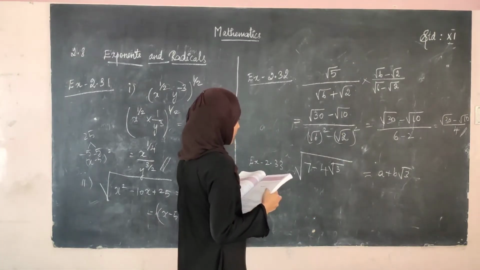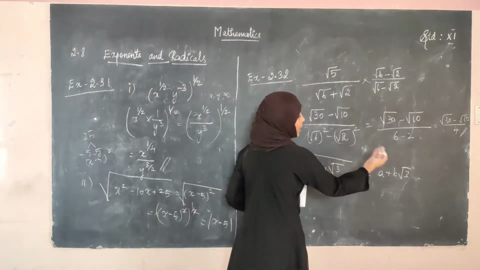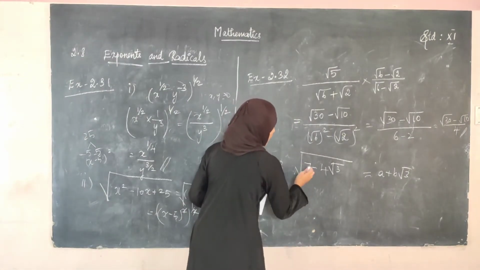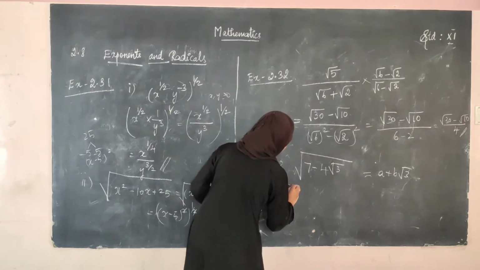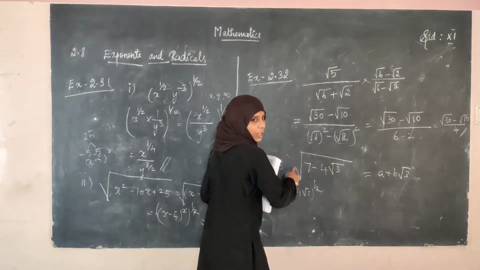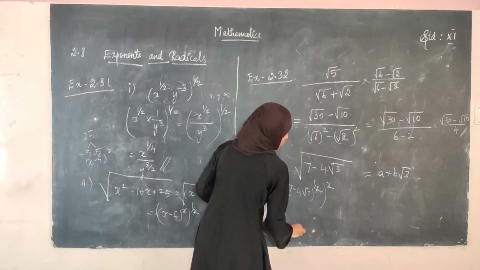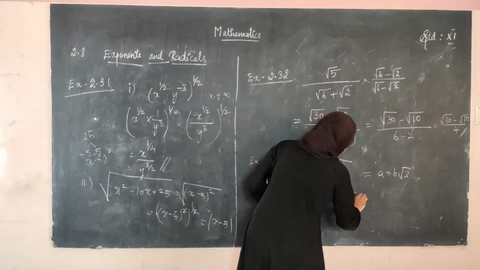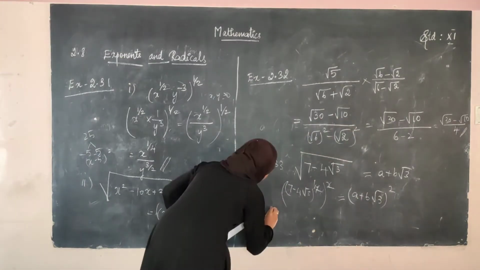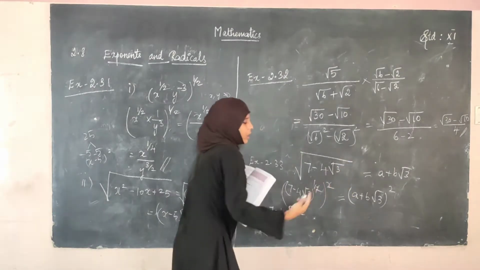Okay, now see here, on the left hand side we are having a square root and on the right hand side we don't have. Therefore we are going to square on both sides. After squaring, the square root can be written as 7 minus 4 root 3 the whole power 1 by 2. Squaring again, 1 by 2 into 2 becomes 1, which is equal to a plus b root 3 the whole square. So on the left hand side we will be having 7 minus 4 root 3 alone, which is equal to a plus b root 3 the whole square.